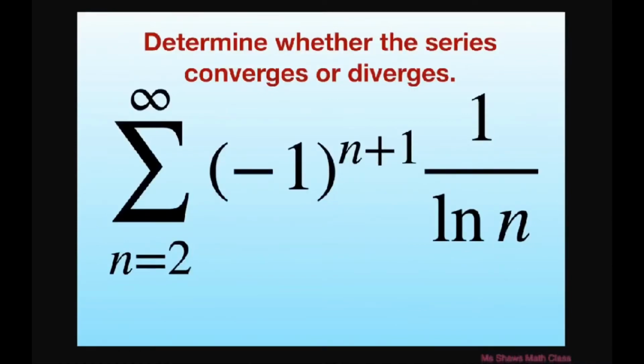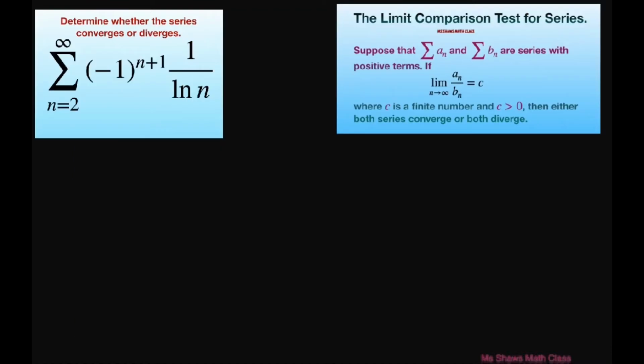Everyone. We're going to determine whether our series converges or diverges. So the first thing we're going to do is see if our series converges absolutely. And if we use the limit comparison test with the sum of n equals 2 to infinity of 1 divided by n, we know that this is divergent.